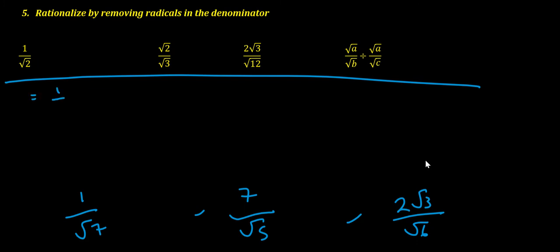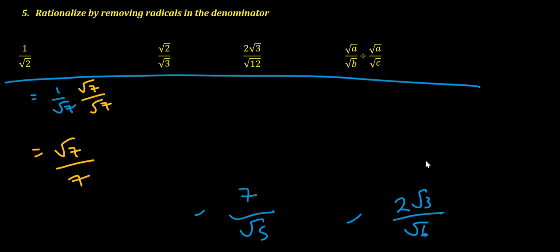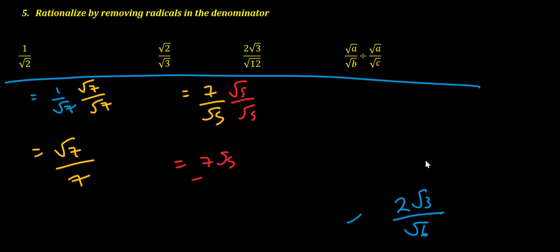So 1 over the root of 7. Well, we multiply numerator and denominator by root 7 over 7, which is the same as 1. So we get root 7 over 7. 7 over root 5. We multiply numerator and denominator by root 5 to get 7 root 5 over 5.